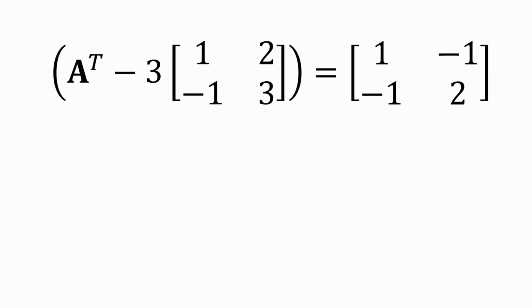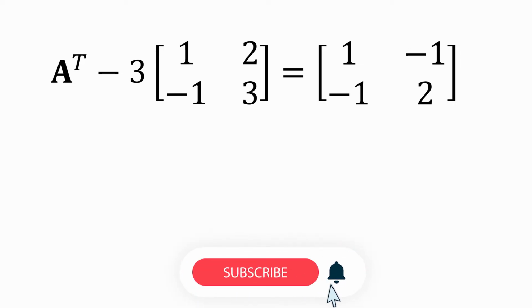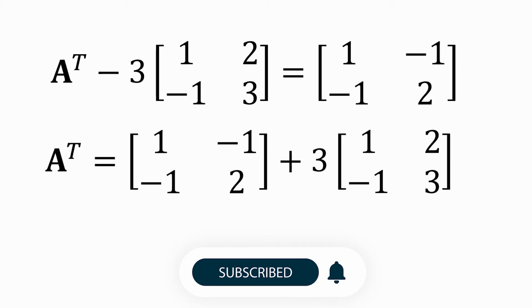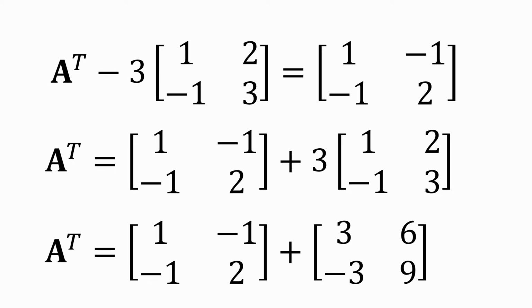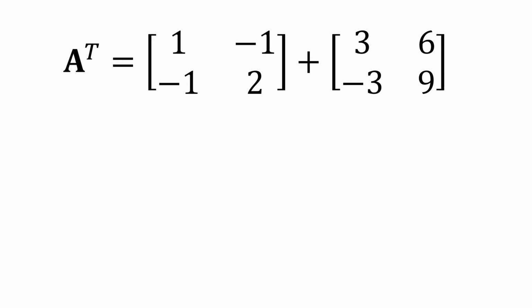When we do, we get the following. Let's first get rid of the parentheses since they're no longer needed. We can add the matrix next to A transpose to the right-hand side to get the following. Next, we apply scalar multiplication by distributing the 3. When we do, we're just left with these two matrices. When we add the corresponding elements of these two matrices, we get the following.